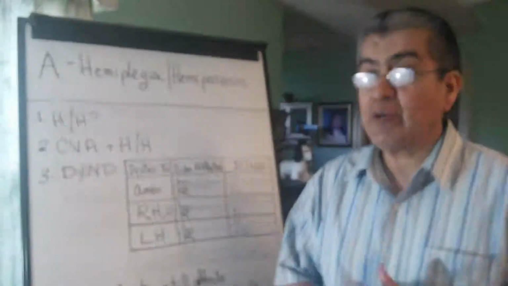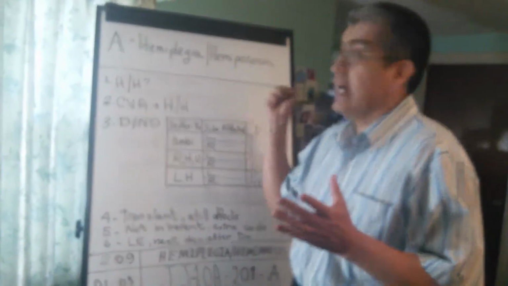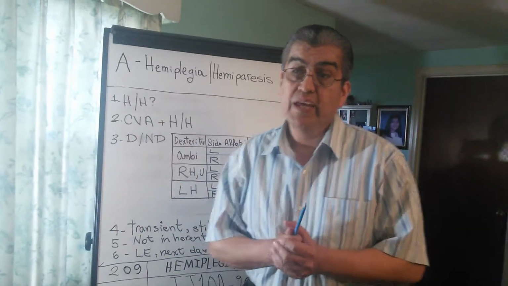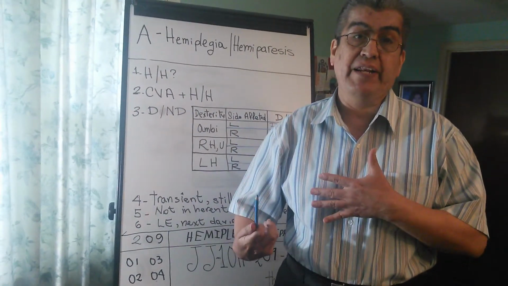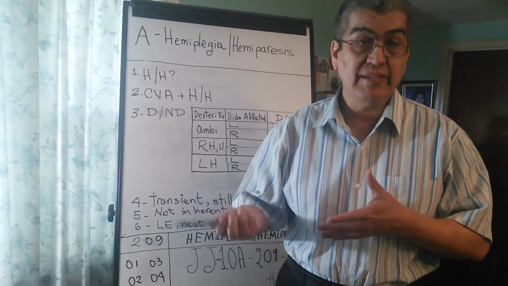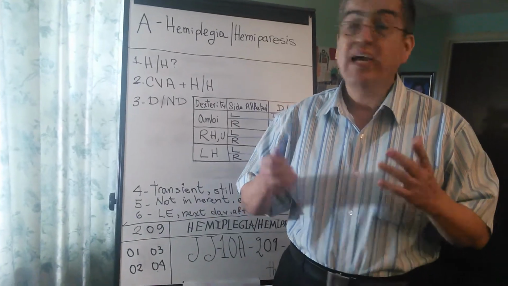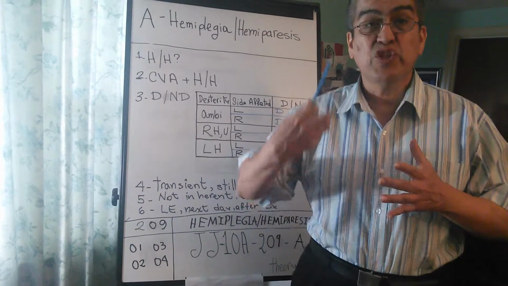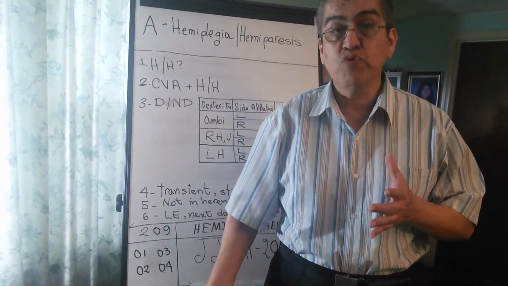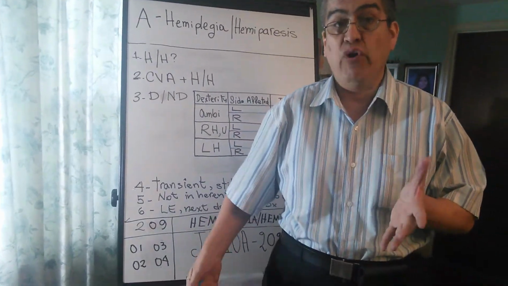All right, let's start with defining what is hemiplegia and hemiparesis and what is the difference. Hemiplegia is paralysis of one side of the body, either the right side or the left side. The difference is that hemiplegia is total paralysis. You cannot move your hand and your foot at all.